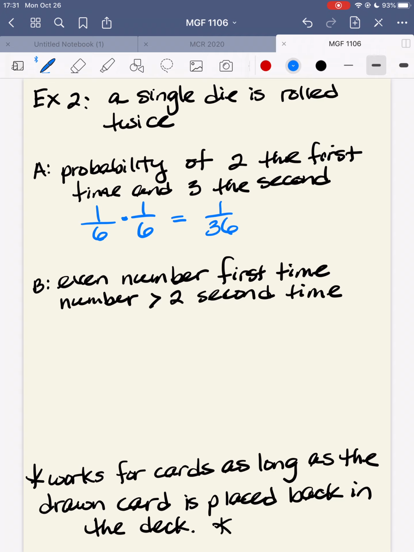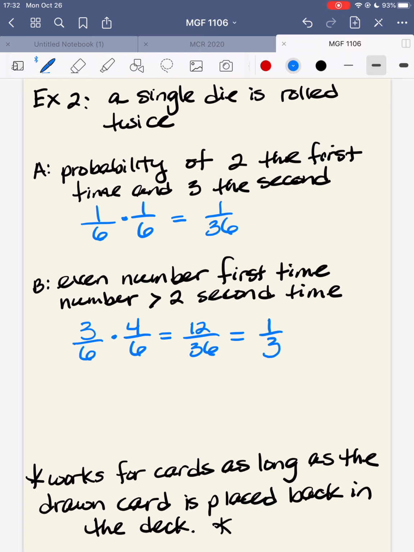Part B is a little bit more interesting. I want to roll an even number the first time, taking the same single die and rolling it 2 times. The first time, we want the probability of getting an even number. Out of 6 sides, there are 3 even numbers, 2, 4, and 6. The second time I roll it, I want a number greater than 2. The numbers greater than 2 on a die are 3, 4, 5, and 6. That's 4 numbers, so 4 out of the 6 sides. If I multiply them together, I get 12/36. Remember, these are fractions, so we go ahead and simplify into lowest terms. It is 1/3.